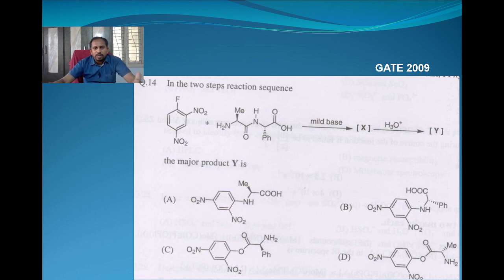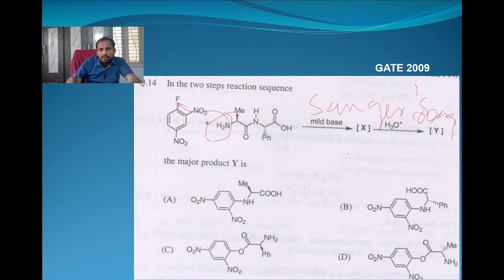Then this question comes from Sanger's reagent. What is Sanger's reagent? You know we have already studied Sanger's reagent. What happens with it? The N terminal reacts with fluorine. Then this will be hydrolyzed, and this amino acid is cut from the fluoro part. So we'll get this nitro part. This is not the answer. Stereochemistry will not change, and there is no possibility of that. And this is the answer. So A is the answer.